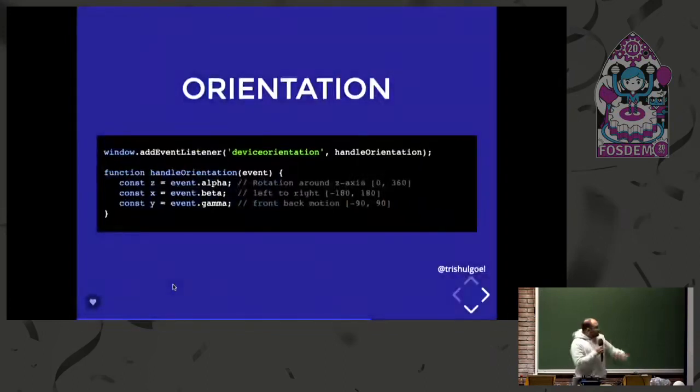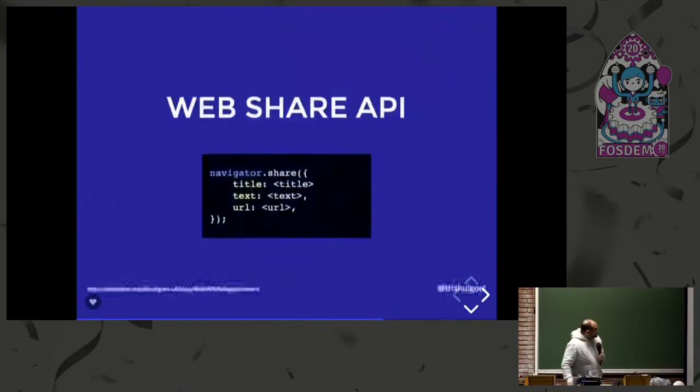All I need to do is listen to this event, deviceorientation, and it gives me three dimensions: X, Y, Z. Can you read that? Or I'll read that for you. So Z gives the rotation around the Z axis, obviously. X gives you how my mobile is moving left to right, and Y gives the front and back. Okay, so let's move to the next one.